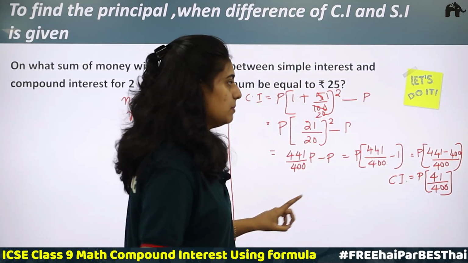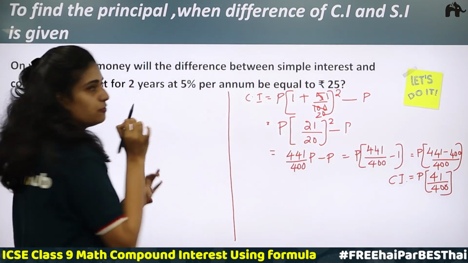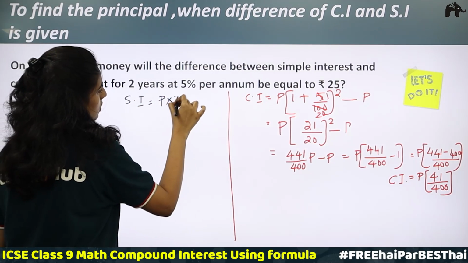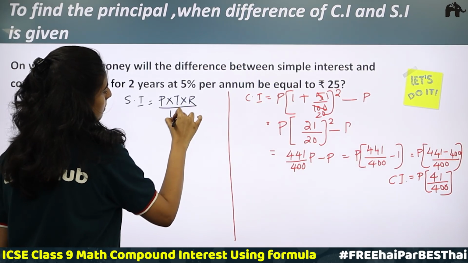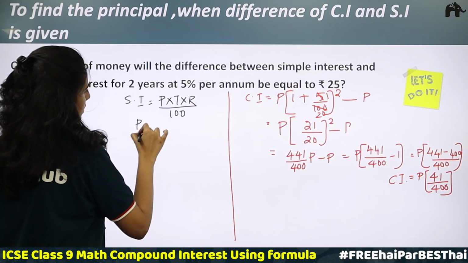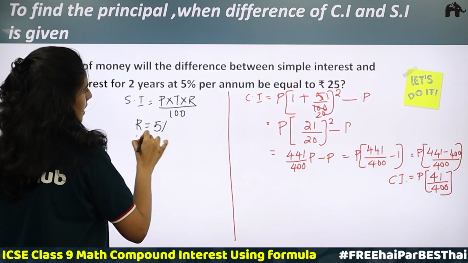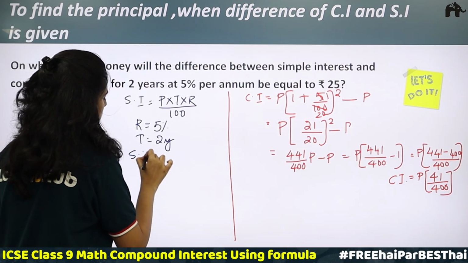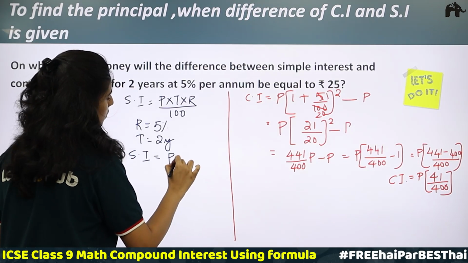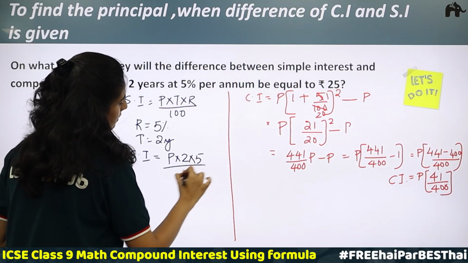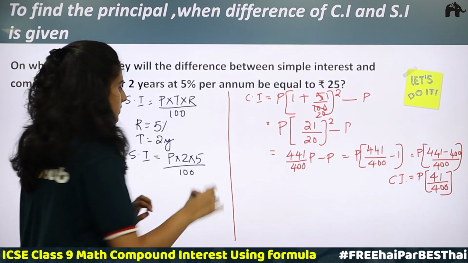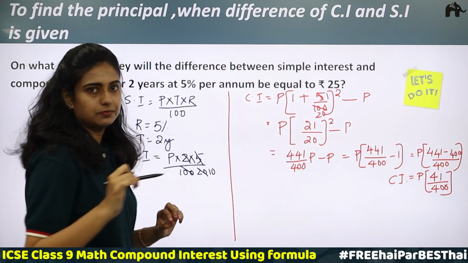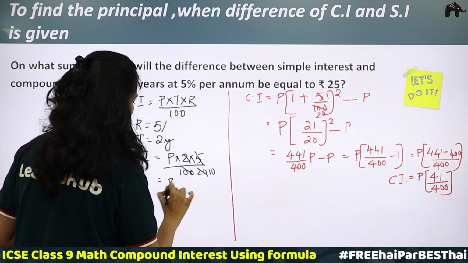Now, we need to find the simple interest. How to find simple interest? To find simple interest, we have the formula. Simple interest is equal to P into T into R divided by 100. Here, rate of interest is equal to 5%. Time is equal to 2 years. Then the simple interest will be equal to P into 2 into 5 divided by 100. Cancelling, we get 20 here, 10. Therefore, simple interest is P by 10.